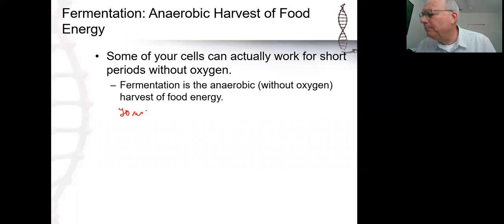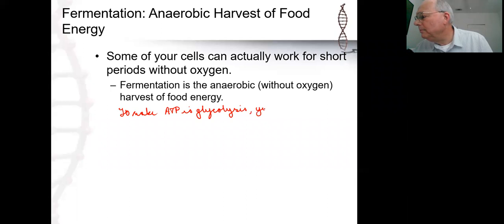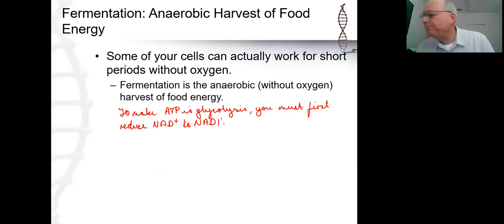So to make ATP, you must first reduce NAD plus to NADH. The problem is that there is a finite supply of NAD plus to be reduced to NADH, which means you need to recycle the NADH back to NAD plus. In other words, you need to oxidize it back to NAD plus.